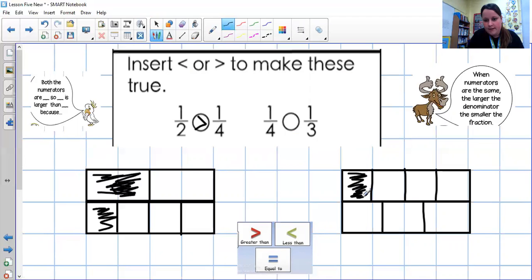In the first example, 1 out of 4 equal parts. In the second example, 1 out of 3 equal parts. And hopefully you can see that 1/3 here is greater than 1/4 because I'm splitting my whole into 3 equal parts here. And in this example, 1/4, I was splitting it into 4 equal parts. So each of my parts are smaller. So 1/3 is greater than 1/4.